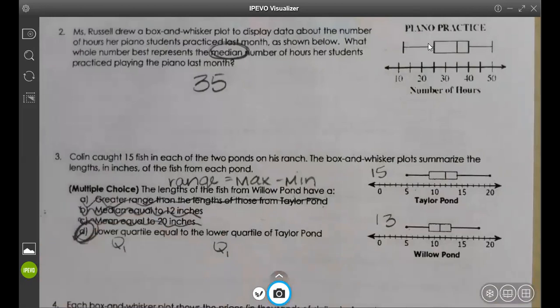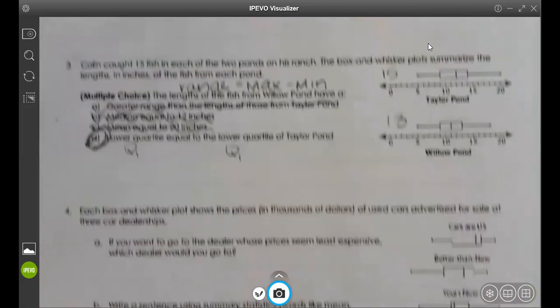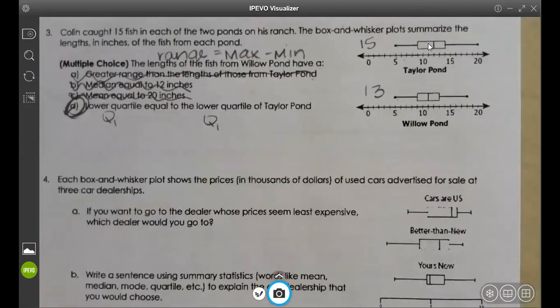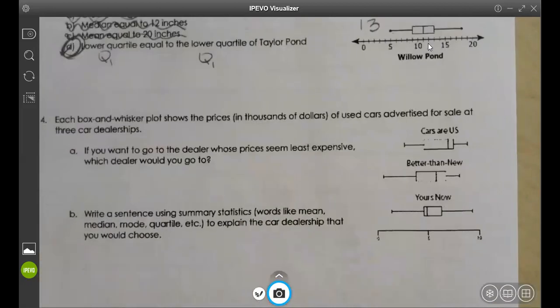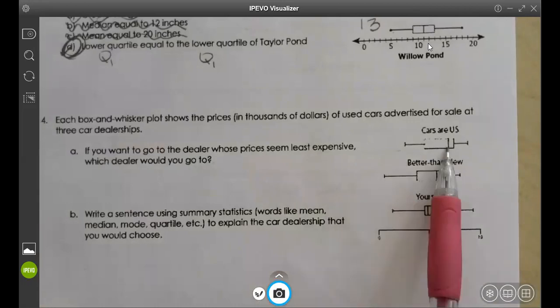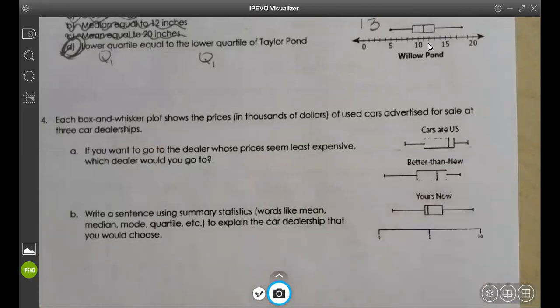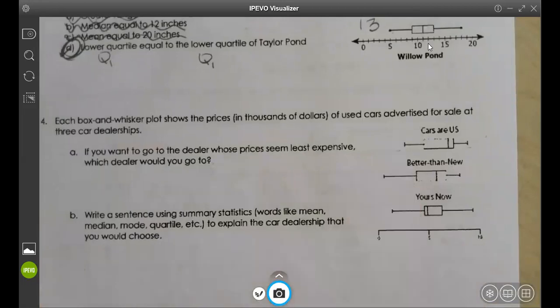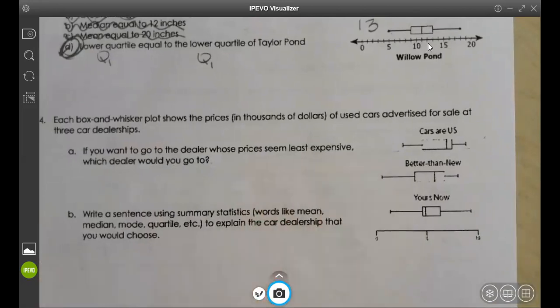All right. Number 4 is the crappy one. It's just literally talking about the box and whisker plots, okay? Each box and whisker plot shows the prices in thousands of dollars of used cars advertised for sale at 3 car dealerships. So these are different car dealerships. So remember, minimum, median, max. You have your Q1, Q3, whatever, but minimum, median, and max are the ones that you really look at. If you want to go to the dealer whose prices seem least expensive, and this is overall least expensive, which dealer would you go to?